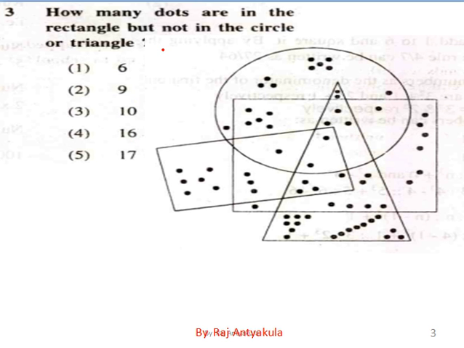Now go for the third question. How many dots are in the rectangle but not in the circle or triangle? It has to be in the rectangle, but it shouldn't be in the circle or triangle. Okay. Now this is the rectangular portion. In the rectangular portion, how many are there? 1, 2, 3, 4, 5, 6, 7, 8, 9. So only 9 dots. So option 2 is the answer.